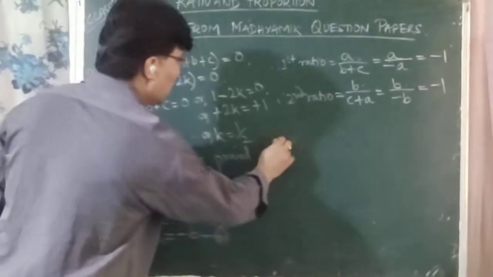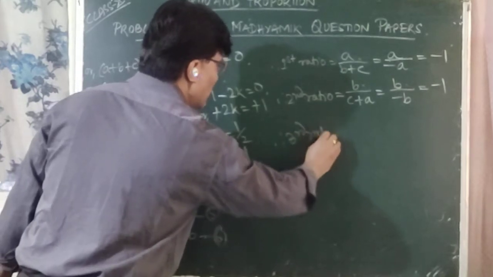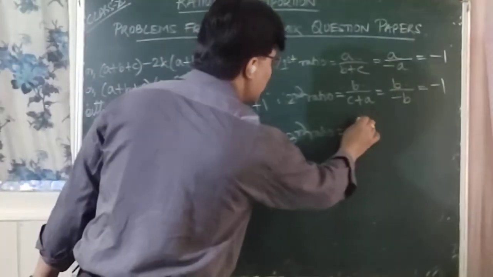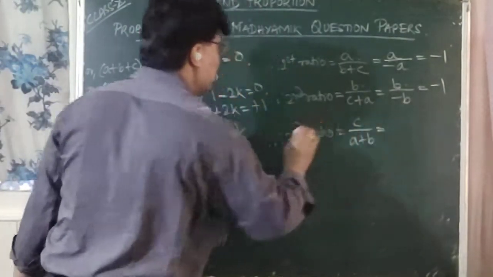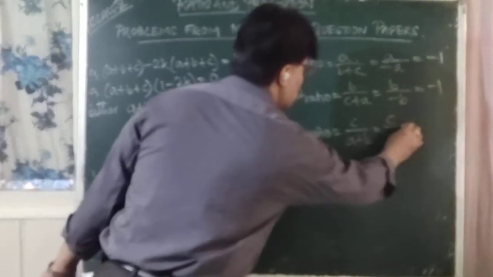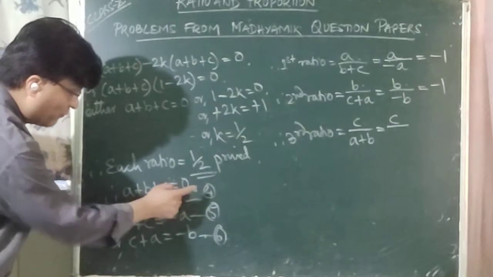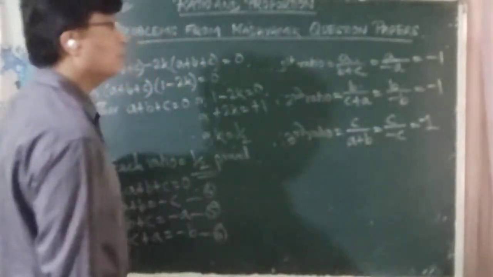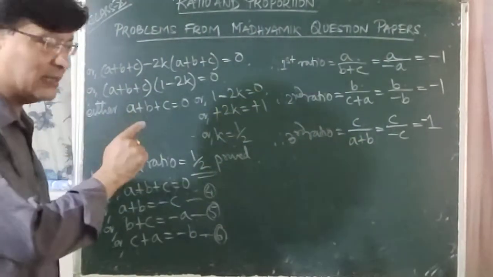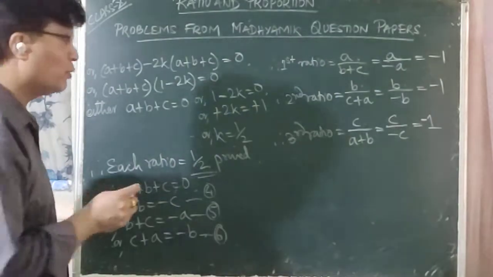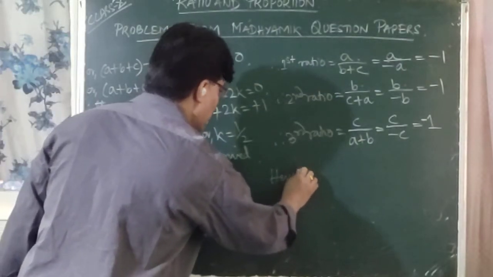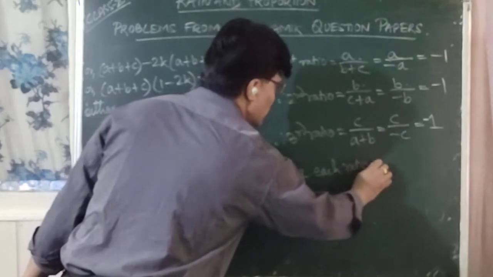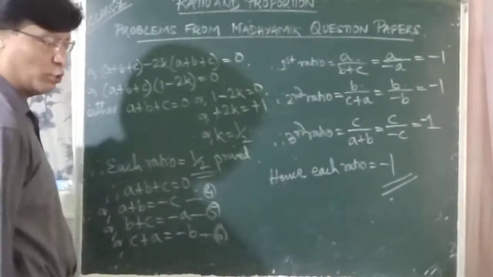Right? Again, what is the third ratio? What was the third ratio in the question? In the given, that was c upon a plus b. C upon a plus b is equal to c upon, what is the value for a plus b from number 4? It is minus c. So it is c upon minus c, this will be cancelled, which is equal to minus 1. That means, hence, each ratio is equal to minus 1. That is also proved.